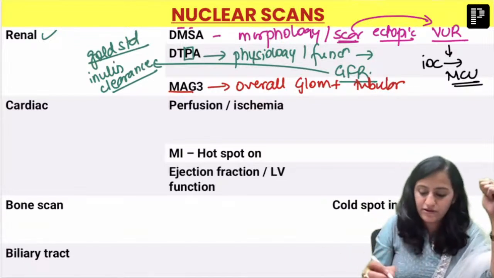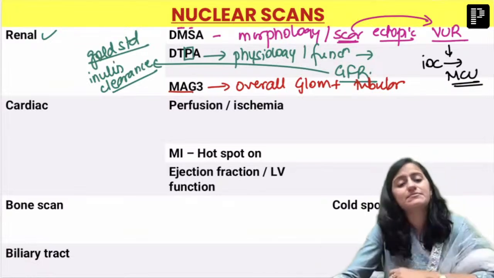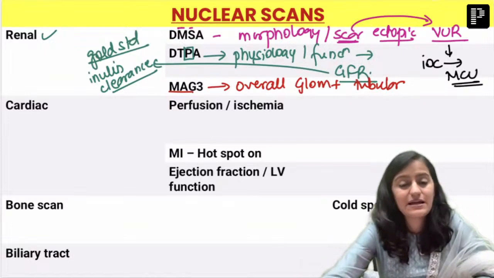So remember the names of the scans. You have DMSA, DTPA, and MAG3. Okay, DMSA, DTPA, and MAG3. So this is about the renal scans that we need to know here. Okay, clear with everyone?